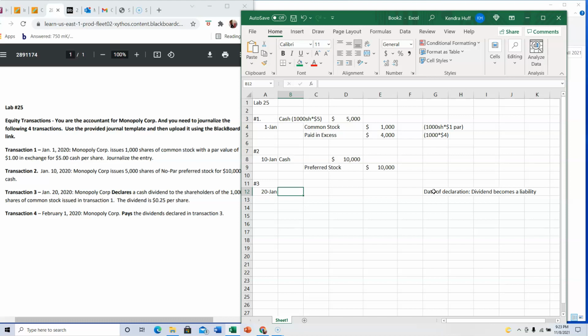All right, so we're going to debit cash dividends, and we're going to credit dividends payable because now I actually owe it to them. And it's going to equal the number of shares times the amount per share, which is 25 cents.